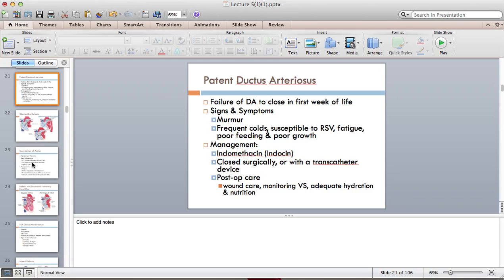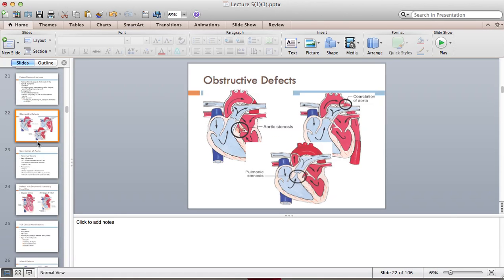Now, when there is an obstruction, here you see that the aorta is narrowed. It's not as full as it should be. Or you see this narrowing on the pulmonary vessel, or you see this one in the arch of the aorta. This coarctation of the aorta is very significant in newborns, and we need to know about it.